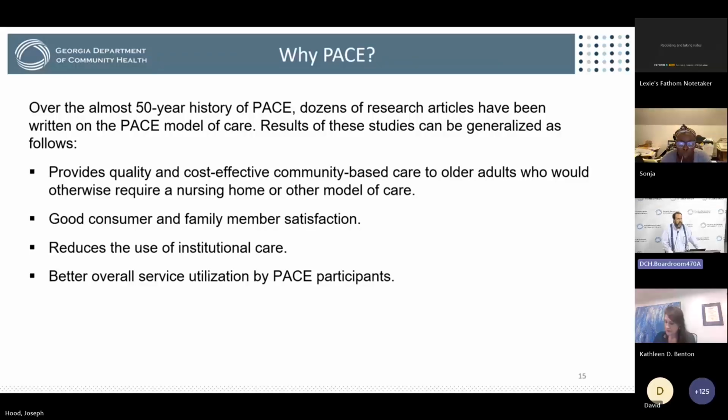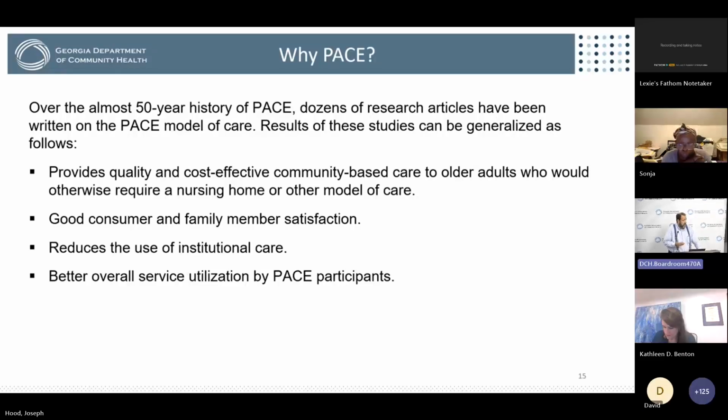So why are we looking at incorporating the PACE service design into the Medicaid plan? We know that for almost 50 years now, there's a history of PACE. Dozens of research articles have been written on PACE, and the results of these studies are really clear that it provides quality and cost-effective community-based care to older adults. And these older adults would otherwise be in an institution and not at home and in our communities. It's good consumer and family member satisfaction.